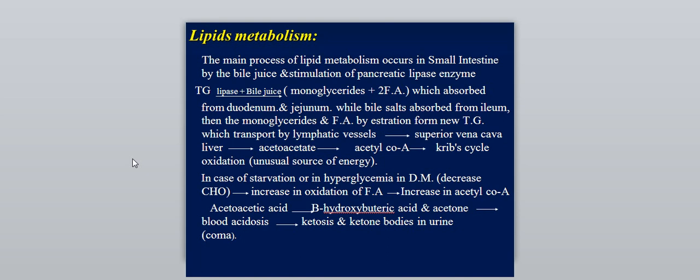In case, as we said, of starvation or in hyperglycemia and DM, there is a decrease in carbohydrate in the body, or in the utilization of the carbohydrate, there is an increase in oxidation of free fatty acid, and this will increase acetyl-CoA and acetoacetate and beta-hydroxybutyrate and acetone. These are all ketones. They lead to formation of ketosis, and there is an increase in blood acidity forming blood acidosis. And ketone bodies will be seen in urine. Sometimes this is very severe and leads to coma.